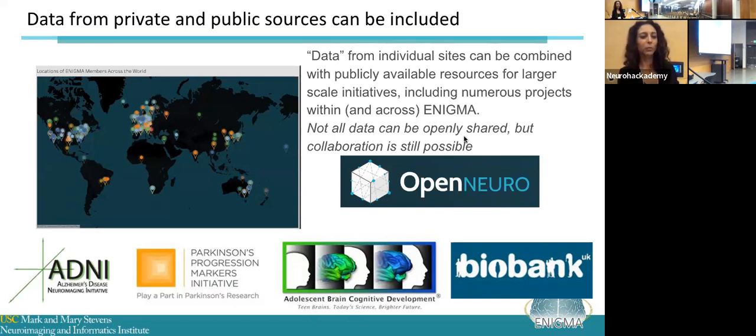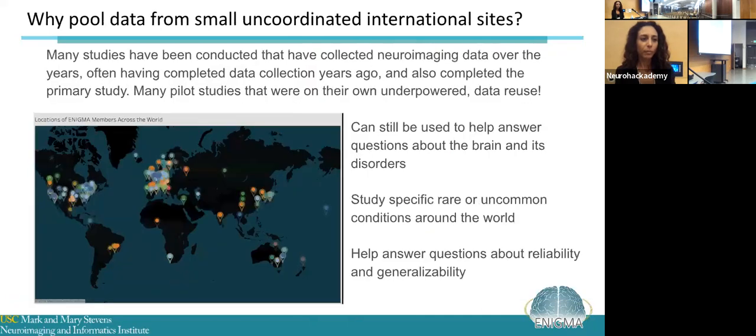So yeah, we can pull all this data together, and we'll have more power for certain studies. But why are we pooling? If we have all this, we have UK Biobank, what else do we need? Why pull data from all these small, uncoordinated international sites? Why are we adding variability here? So this is data that a lot of times we paid for with taxes. It's available. Why let it go to waste?